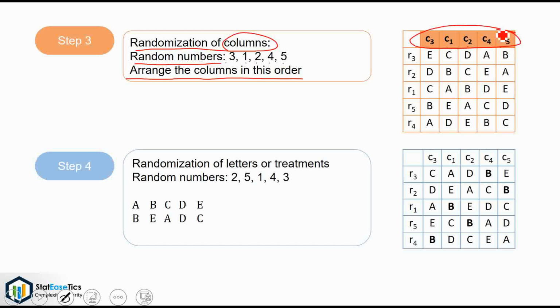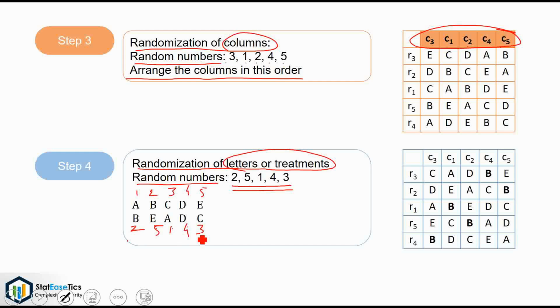The next step is randomization of letters or treatments. Suppose the random numbers selected are 2, 5, 1, 4 and 3 for treatments. As we know, the letters or treatments A, B, C, D, E are serially numbered as 1, 2, 3, 4 and 5. Hence, based on our random numbers selected, the new series will be B, E, A, D, C, that is 2, 5, 1, 4 and 3 respectively.